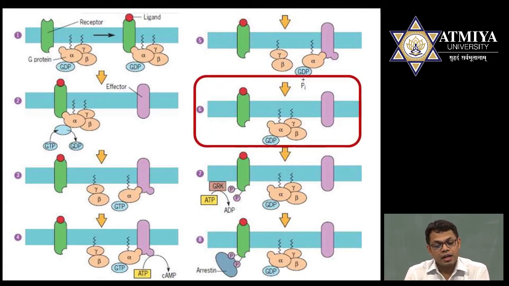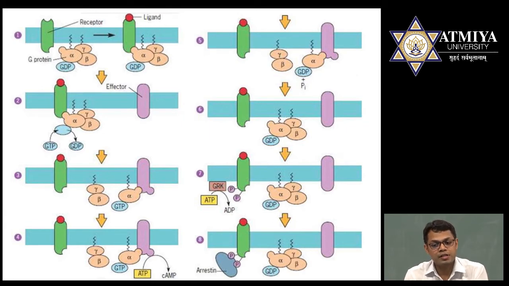See, now once G alpha is bound to the receptor, GTP is exchanged with the GDP. It means the trimeric G protein, alpha, beta, gamma, becomes inactivated. But what happens with the receptor? The receptor is already bound with the G protein. Now the receptor should be inactive, because if the receptor is activated continuously, it will again activate the G protein.